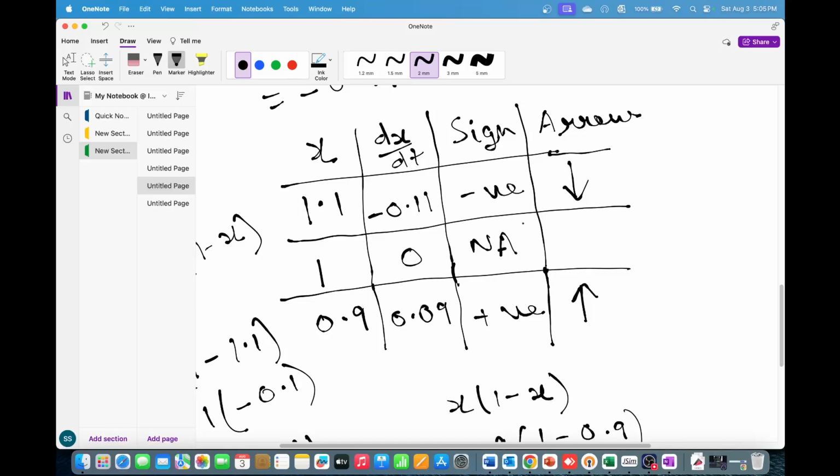So then what can you say about this stable steady state? If this is your steady state, and if you are moving slightly above it, what it is doing is pulling it down towards that steady state. It is the same thing. If you pull the system down to a slightly lower value, it will pull it up to its original steady state. So this steady state at x equal to 1 is what we define as a stable steady state.